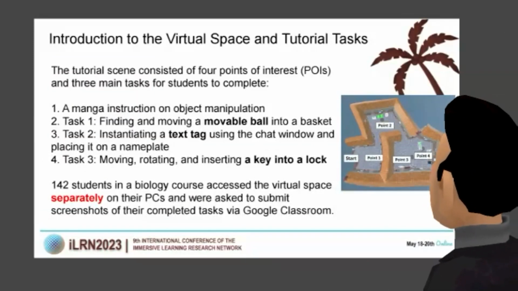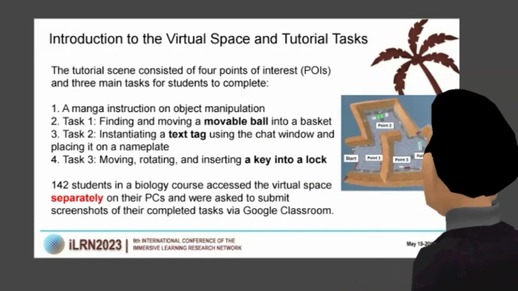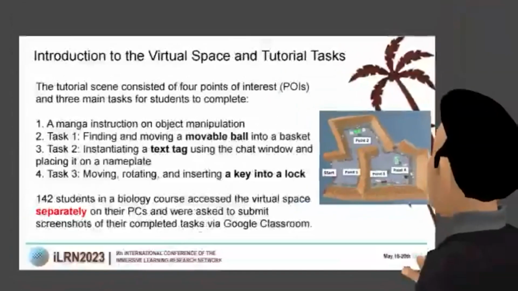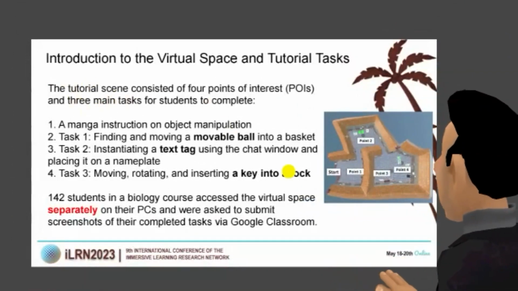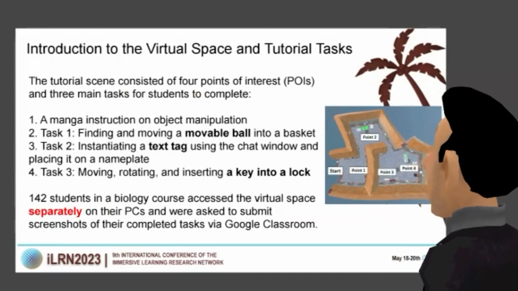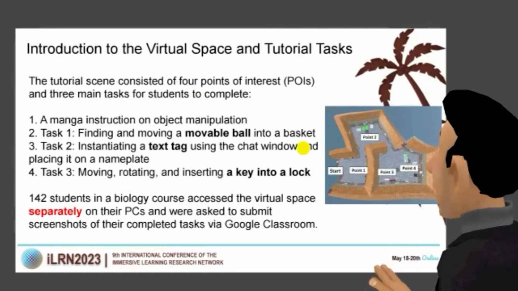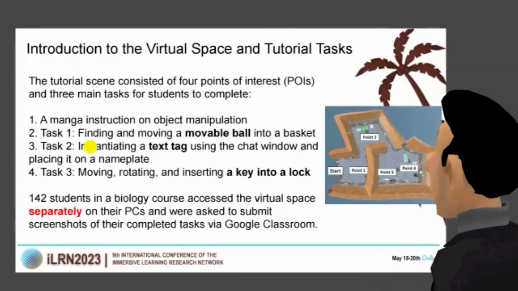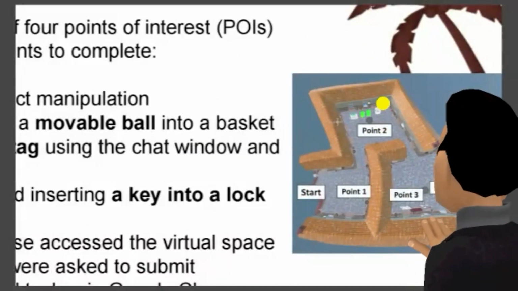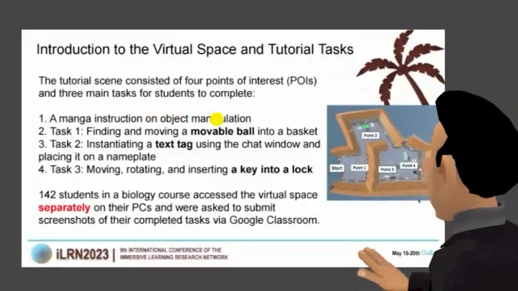Now, let me introduce the virtual space and tutorial tasks I used for this study. The tutorial scene, which looks like this, has 4 points of interest and 3 main tasks for students to complete. On point 1 here, a manga instruction on object manipulation is available. On point 2, task 1, the first task, is to find and move a movable ball into a basket. So there are balls here, the basket here, then you move the ball into the basket. So to practice object manipulation.